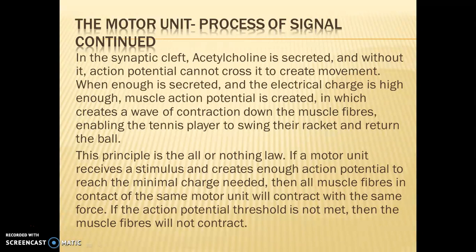When enough is secreted and the electrical charge is high enough, muscle action potential is created, which creates a wave of contraction down the muscle fibers, enabling the tennis player to swing their racket and return the ball. This principle is the all or nothing law. If a motor unit receives a stimulus and creates enough action potential to reach the minimal charge needed to create a movement, then all muscle fibers in contact with the same motor unit will contract with the same force. If the action potential threshold is not met, then the muscle fibers will not contract.